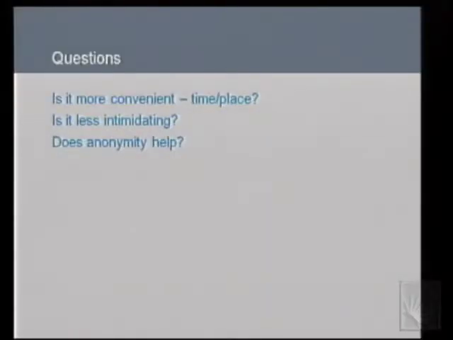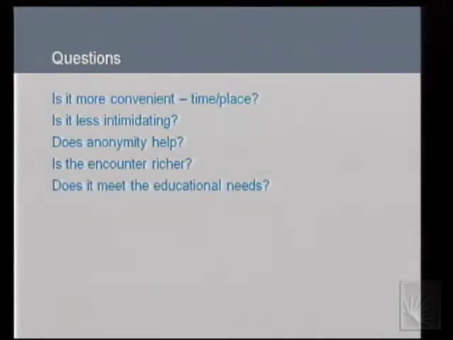Does anonymity help? We're trying to find out. Is the encounter richer than just a phone or a chat encounter? And does it meet the educational needs? We have given a checklist to the faculty and said, if you wanted to assess the student on these skills, on interviewing, etc., after this encounter, would you be able to use this tool to assess them? Or is this something that seemed so contrived that you would not be able to really use this for assessment?